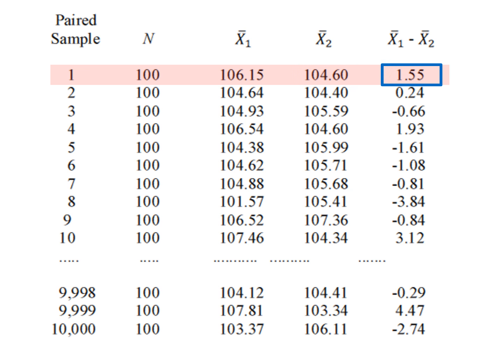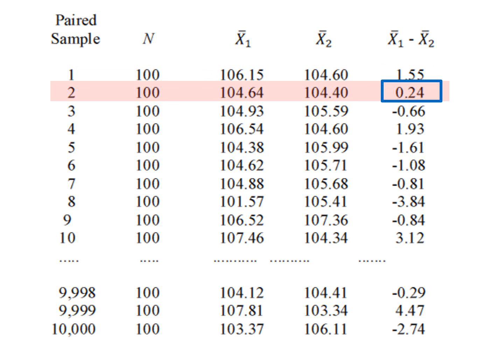If we subtract the second mean from the first mean, we get this number, that is 106.15 minus 104.60 equals 1.55. This number, 1.55, is the difference between the two sample means. When we're done with the first paired sample, we do the same thing with the second paired sample. That is, we calculate the means of sample 1 and sample 2, and then we subtract the two means. This time the difference between the two sample means is 0.24.